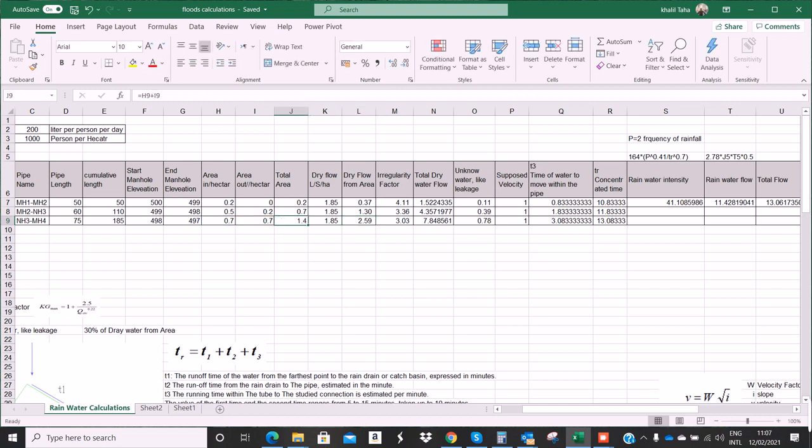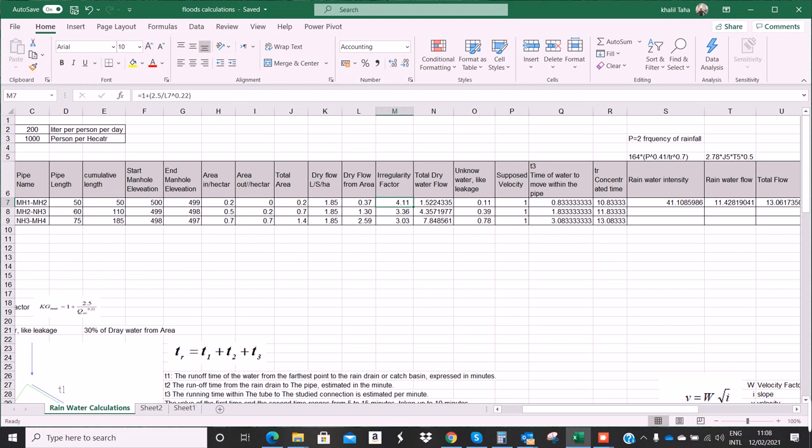For that, I took the total, if you noticed. I just multiply the total area with the dry flow figure. Now we need to take into consideration that the people living in that area are not discharging their wastewater at the same time. It is changing during the day. So we take into consideration something we call the irregularity factor. This accounts for the flow in the pipe not being regular all day. It is changing with time.